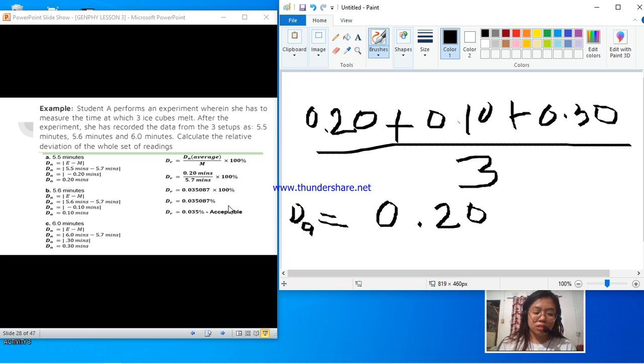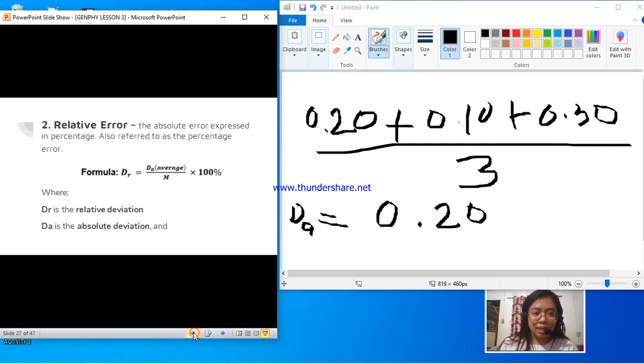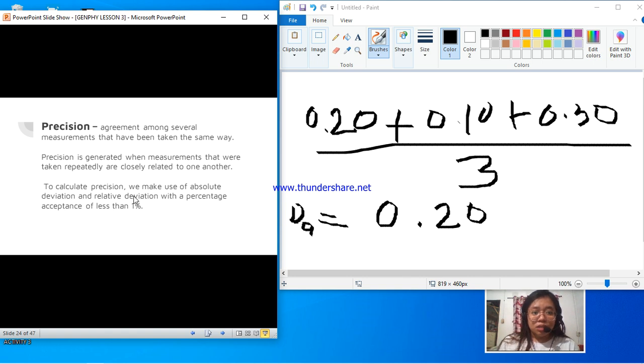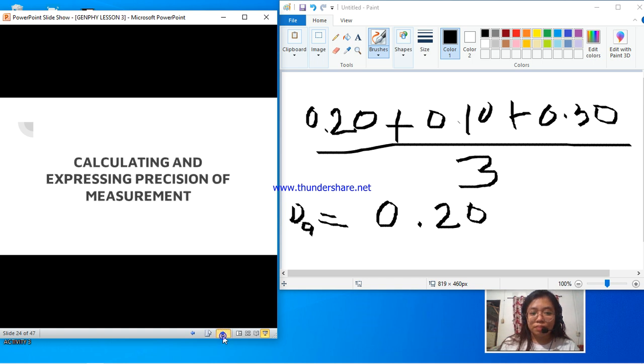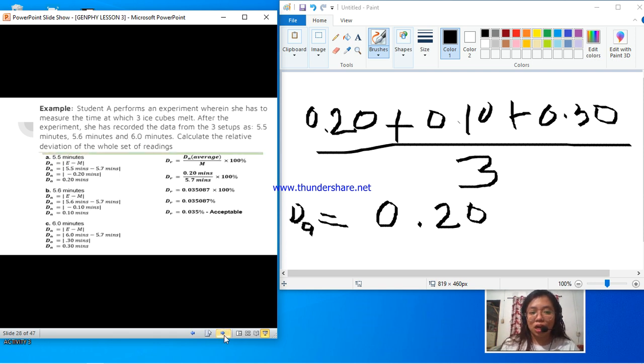So, 3.508. Now, it says that to be precise, we make use of absolute deviation and relative deviation with a percentage acceptance of less than 1%. If it is not less than 1%, it is not acceptable. If it is less than 1%, it becomes acceptable.